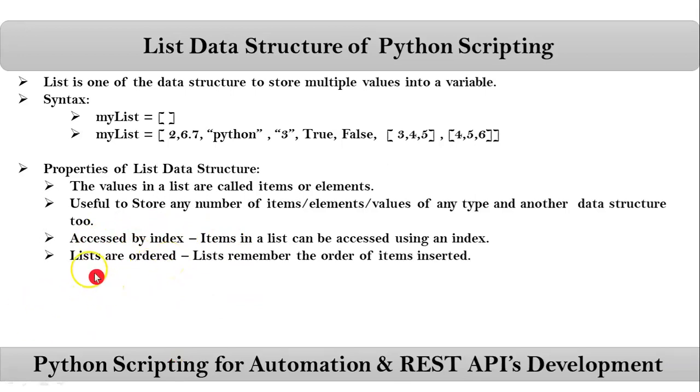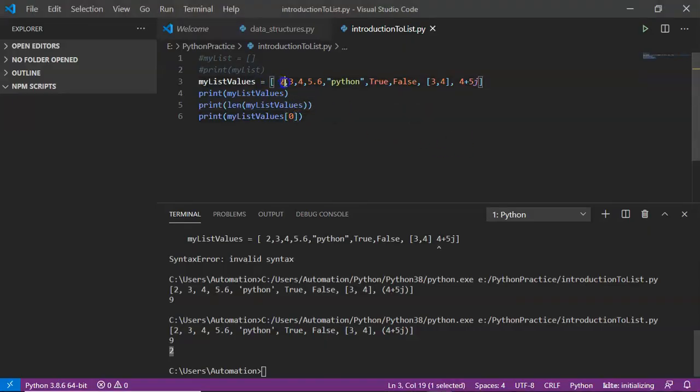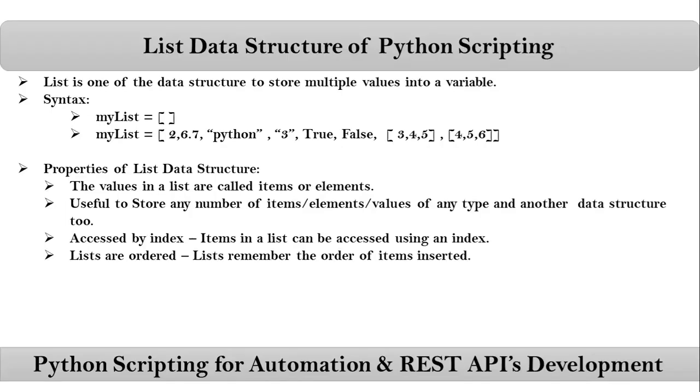And lists are ordered. That means, suppose you arrange your values in this way, the same order will be preserved even in the output. Later we will see the dictionary data structure, where the order will be changed. Be clear, whatever order we have given while storing values into your list variable, the same order you will get even while printing or while doing some operations on it. That is, lists are ordered.